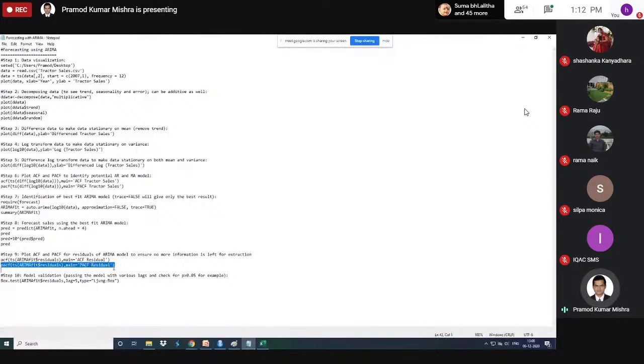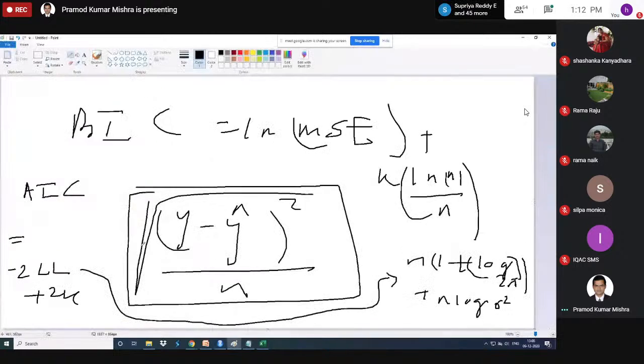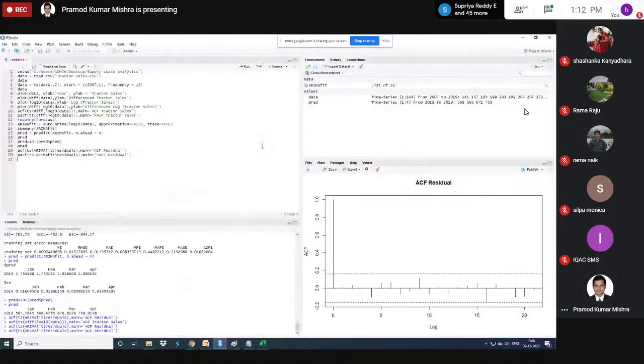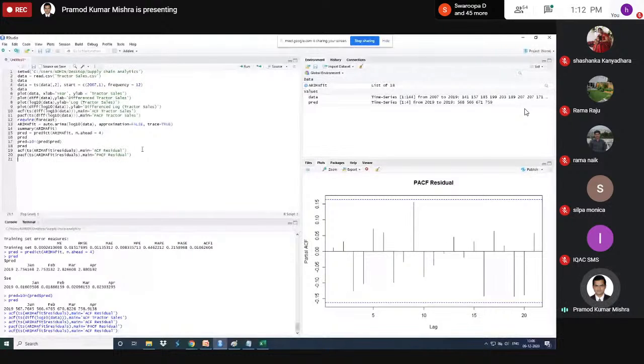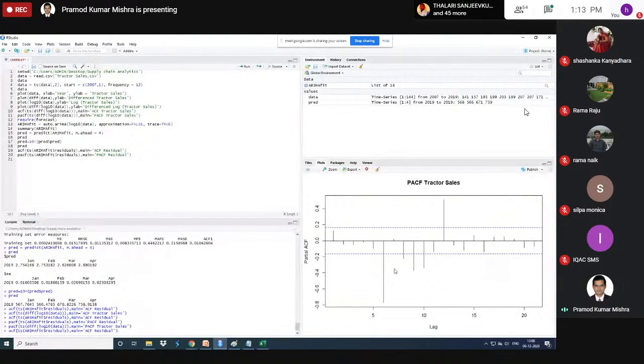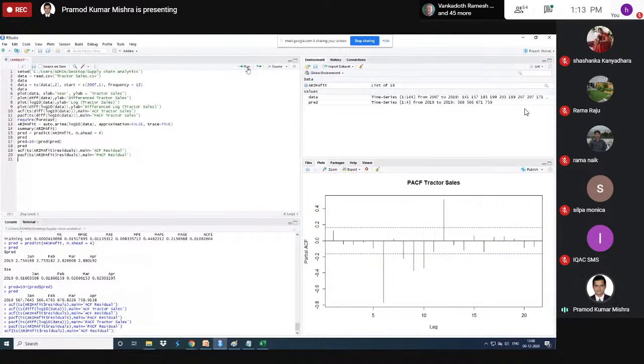Then similarly, I can check my PACF. I can go for it and see they are under control. You can check the PACF previously. See, this is out, this is out, this is out. So what is happening is this is under control now.